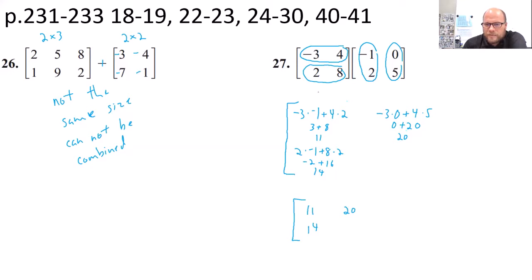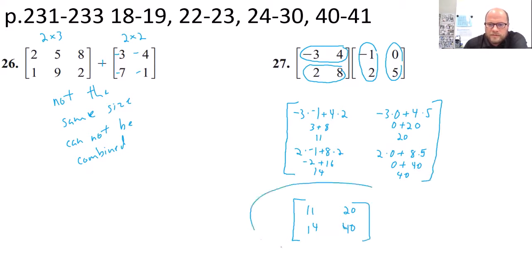On the other one, again, second row, second column. So we have 2 times 0 plus 8 times 5. 2 times 0 is 0. 8 times 5 is 40. So that bottom corner is 40. So again, those are our matrices. That's our final answer for that one.